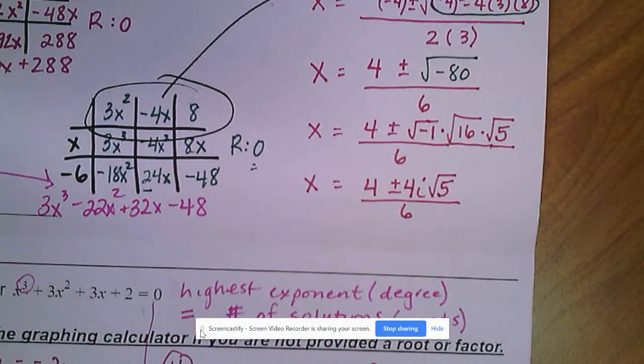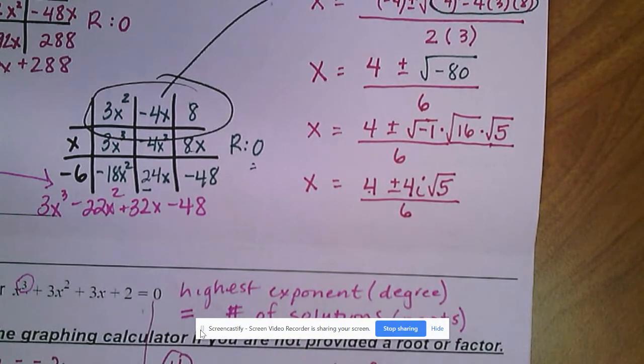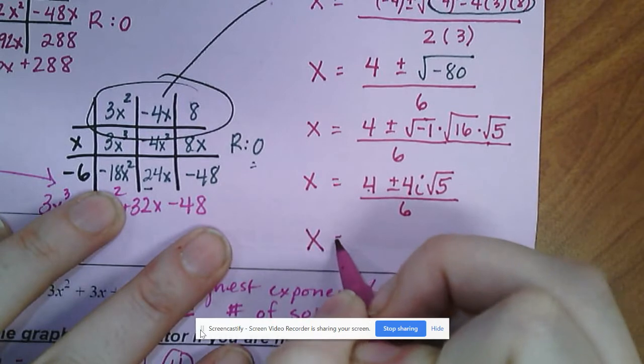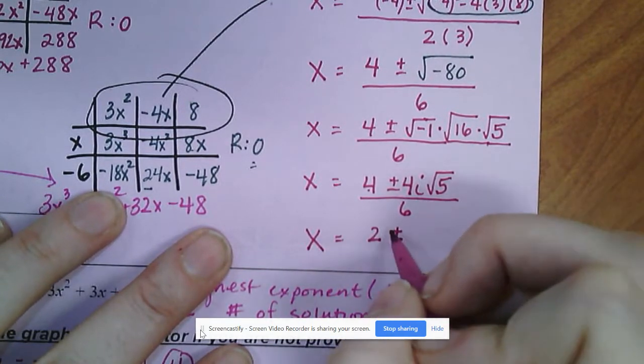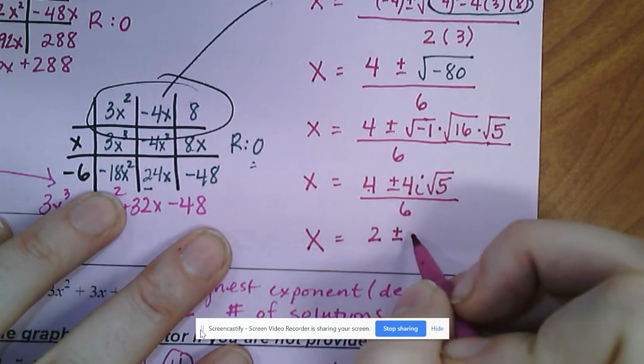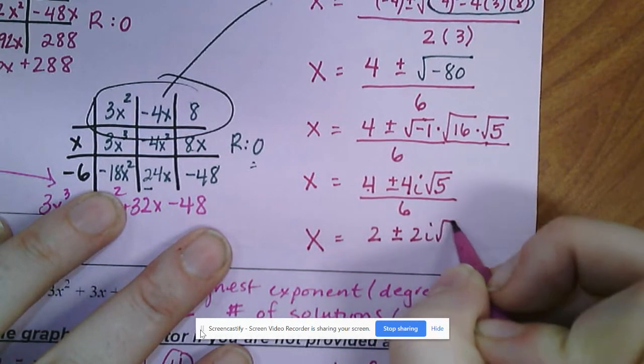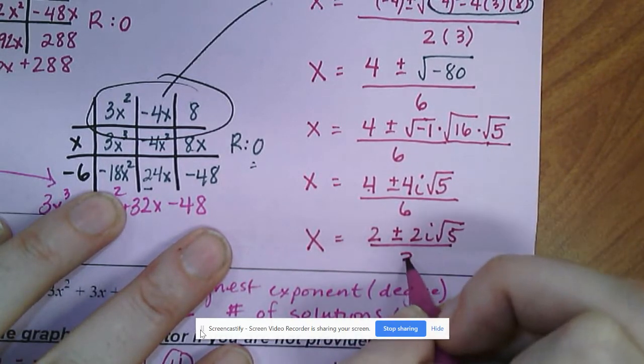So we're almost done, except if you notice all of these numbers are divisible by 2. So my final step, my answer is 2 plus minus 2i radical 5, and all of that is over 3.